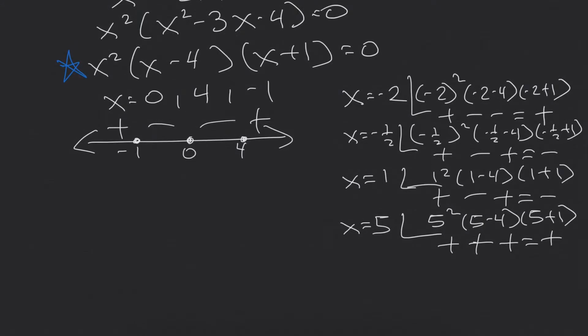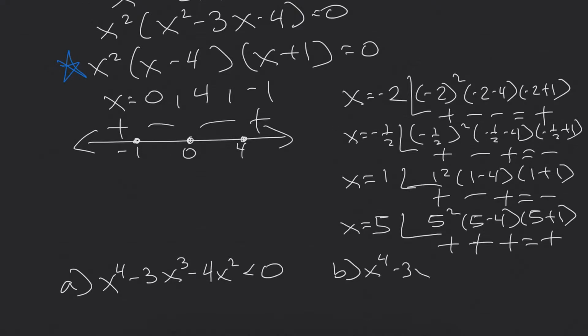Now I'm going to go ahead and rewrite my questions from above there, so let me go ahead and rewrite those. So let's see here, part A was x to the 4th minus 3x to the 3rd. And then when I moved it over, I said minus 4x squared is less than 0. And part B was the same thing, but less than or equal to 0.